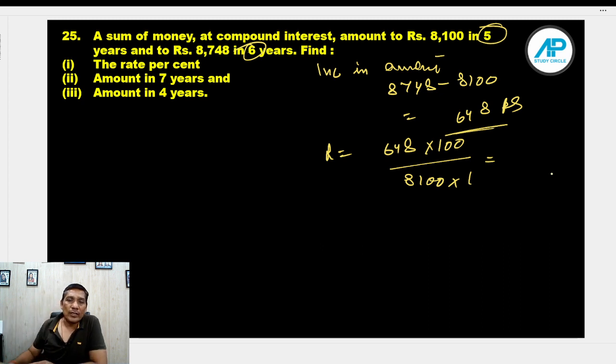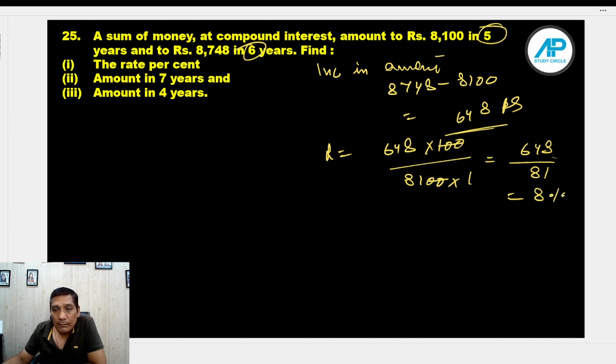So I need to find the value of the rate of interest, and that is 648 divided by 81. It gives me outrightly 8%. I hope the question is clear to you. Please understand the concept here.